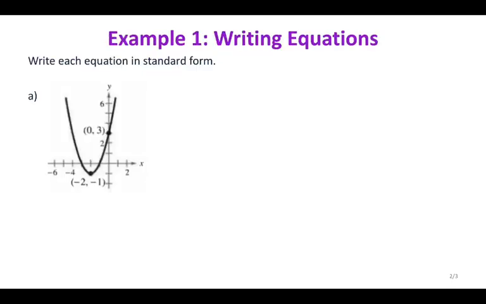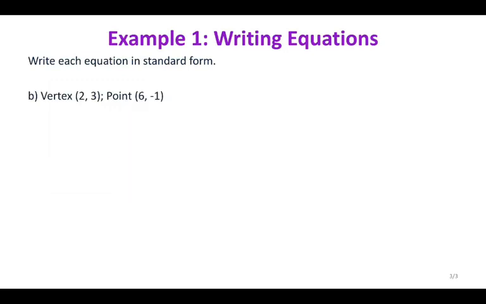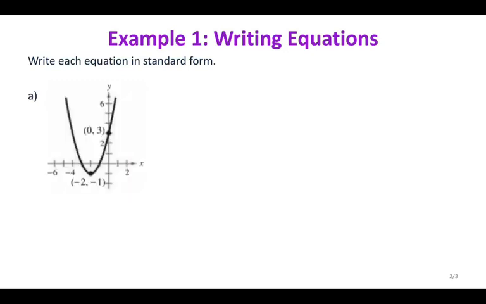So what's going to happen is you're going to be given some information either graphically or written out like the second example. And what we want to do is use that information so that we can write the equation in standard form. So if you recall from day 1, standard form is f of x equals a times x minus h quantity squared plus k. Standard form is also called vertex form because you can find the vertex just by looking at the equation. So I'm going to look at my graph and see what information is given to me.